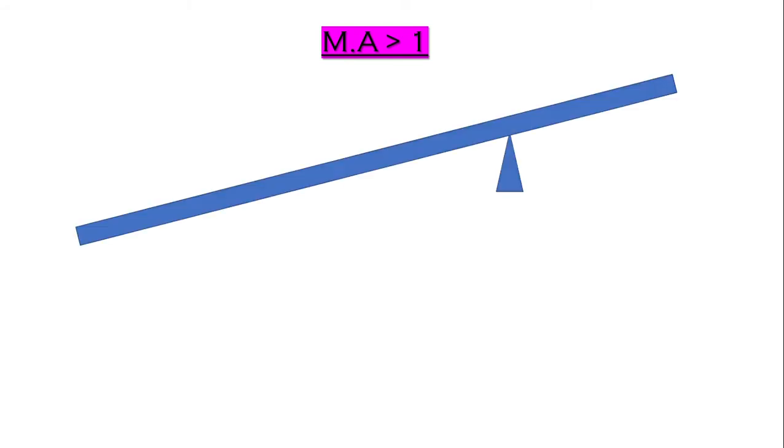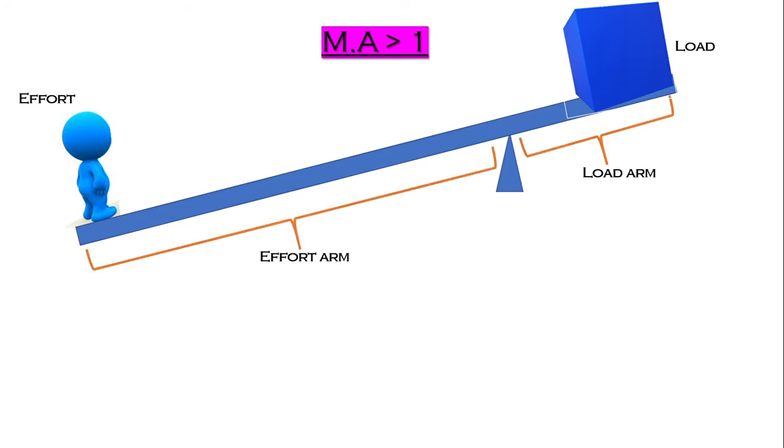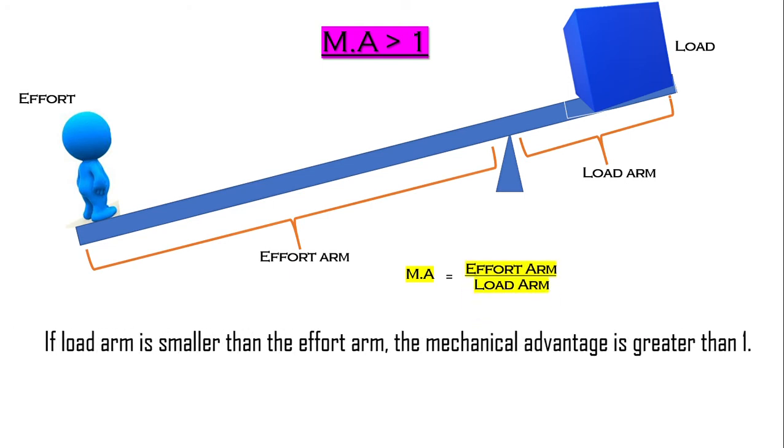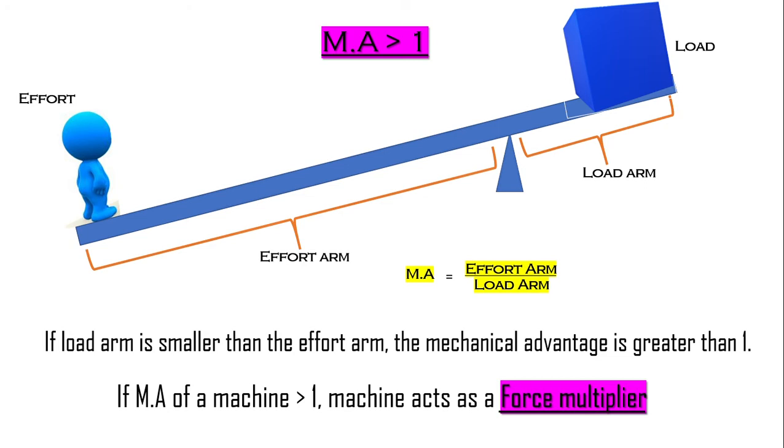Okay, if mechanical advantage is greater than 1, what happens? If you apply a load, the effort arm is greater and the load arm is smaller. In that case, the mechanical advantage is greater than 1, and it is called a force multiplier. What it does is multiply the force that you apply. So anytime the mechanical advantage of a machine is greater than 1, it is multiplying the force that you are applying. So it acts as a force multiplier.